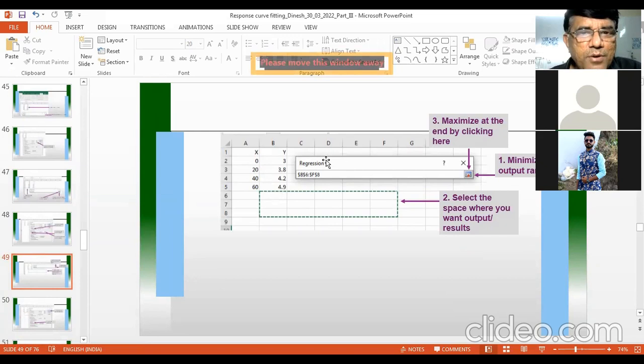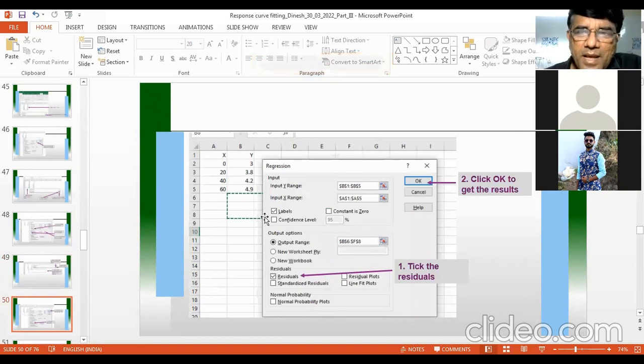Instead of correlation, now you are seeing regression. And then number 1 is minimized output like this. Number 2 is select the space where you want your result. And then again click here to maximize it. So 1, 2, 3 is there. If you want to learn by using these guidelines, you can do it. So these days, students and people learn from the manuals that are given, and you can learn.